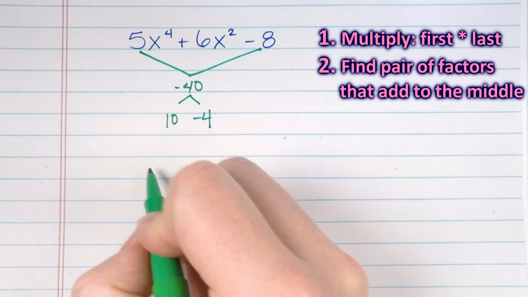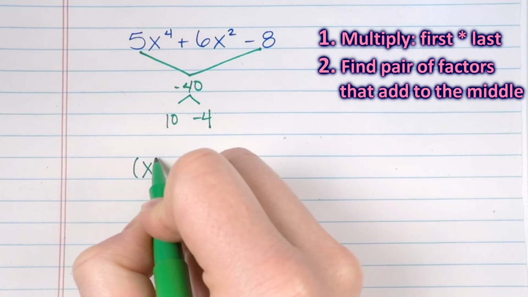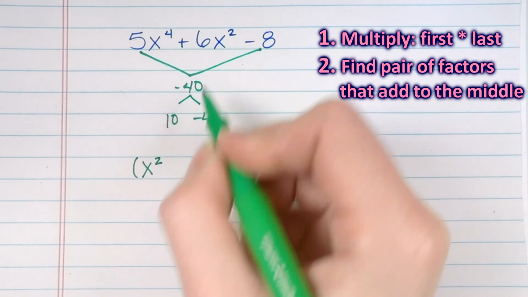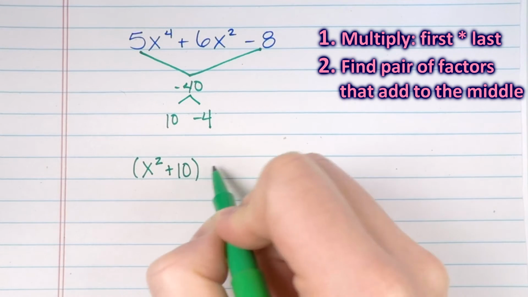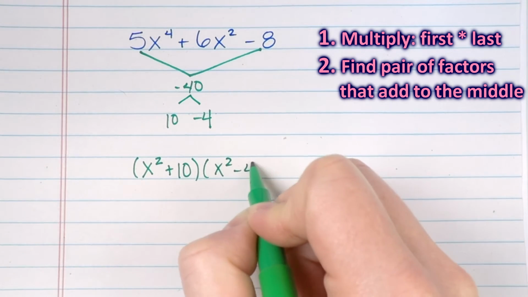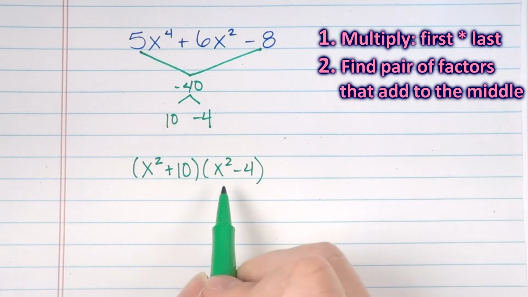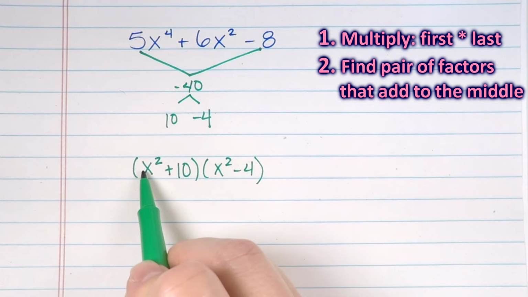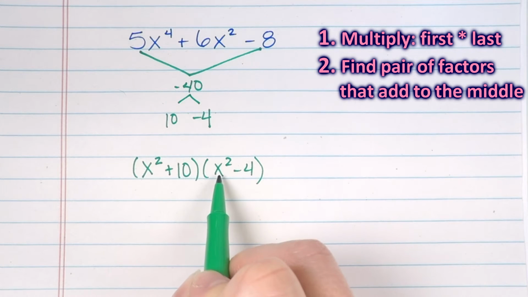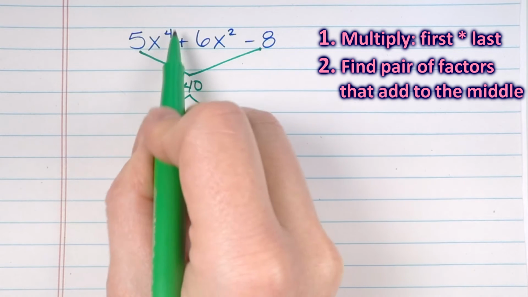And we're going to start to set up our parentheses. And we're using x squared, remember, because we're splitting up x to the 4th. So I'm going to start to set this up: x squared plus 10 times x squared minus 4. And if I stopped right here, if I multiplied this out, I've got x squared times x squared, which will give me x to the 4th, but it's supposed to be 5x to the 4th.